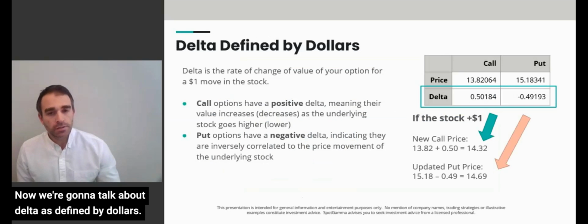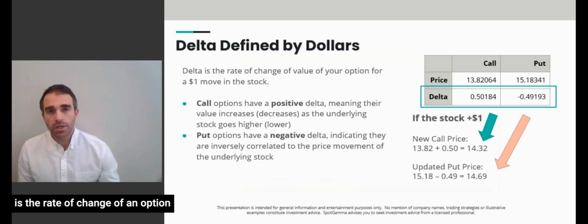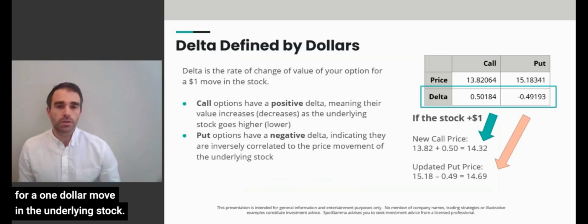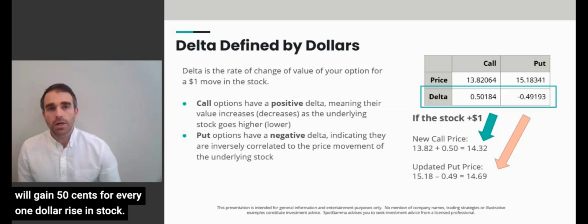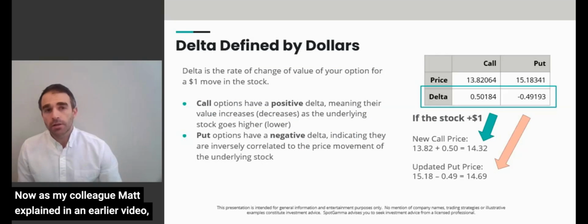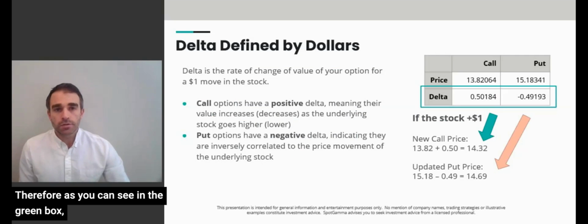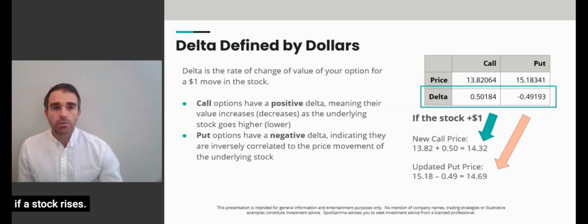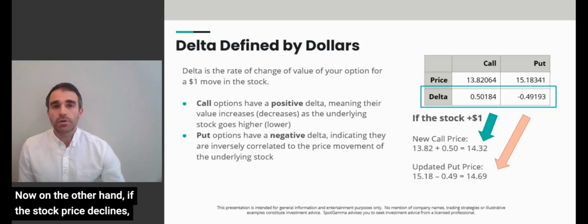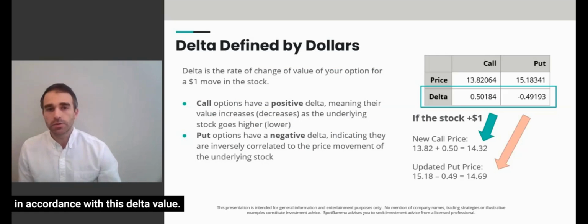Now we're going to talk about delta as defined by dollars. The official definition of delta is the rate of change of an option for a $1 move in the underlying stock. As we show here, a call option with a delta of 0.50 will gain 50 cents for every $1 rise in stock. Now, as my colleague Matt explained in an earlier video, put options are a bet that stocks will decline. Therefore, as you can see in the green box, puts carry a negative delta, and they will lose value if a stock rises. On the other hand, if the stock price declines, the call option would lose value and the put option would increase in value in accordance with this delta value.